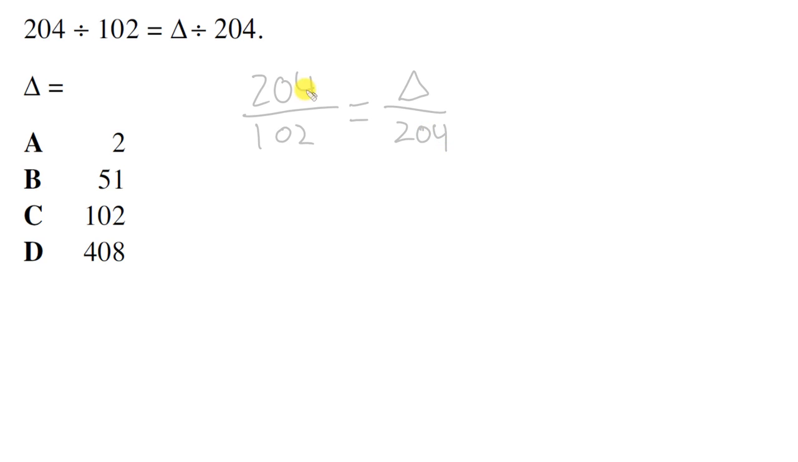We know that 204 over 102 is the same as saying 2. So we have 2 equals triangle over 204. Now let's multiply both sides by 204. Doing so will keep the algebraic expression the same, but it will allow us to eliminate this fraction at the bottom. What we'll be left with is 2 times 204 is equal to triangle.